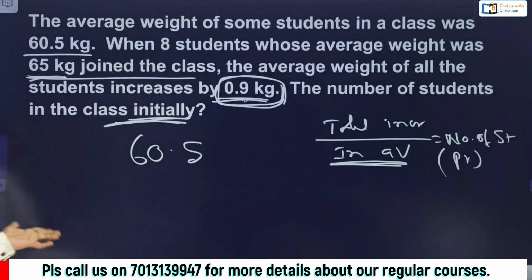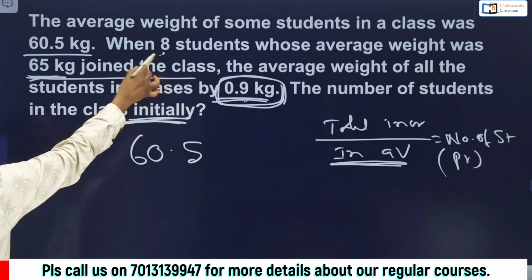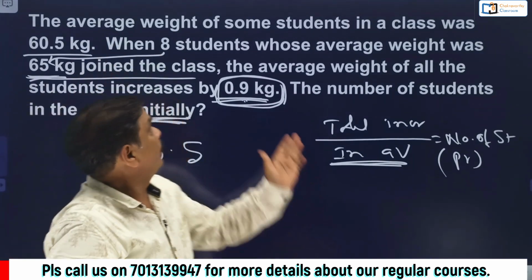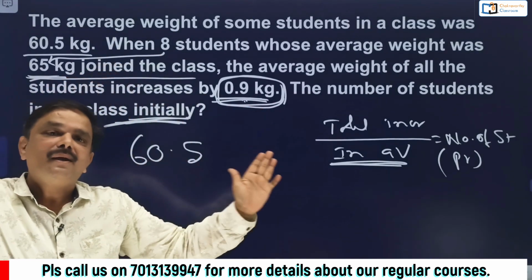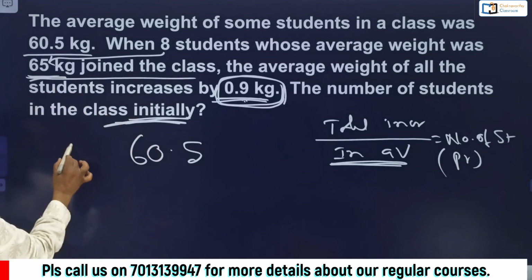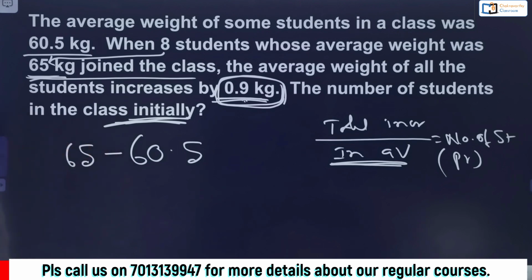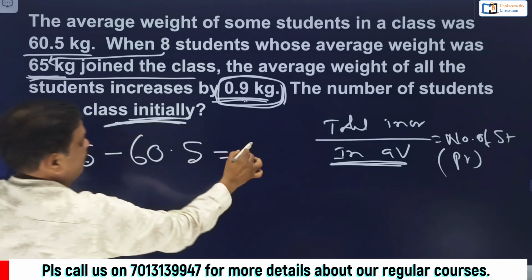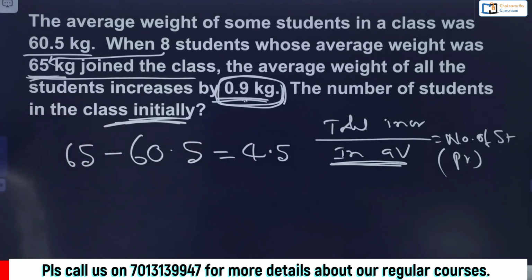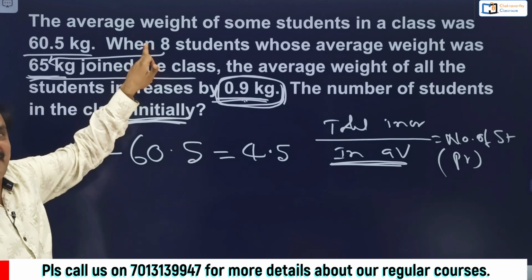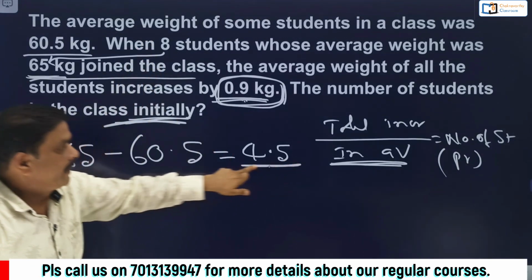What's the total increment, students? Because of these 8 students with average 65, some weight has been increased. How much? Simply, the difference in the average is 65 minus 60.5, which is 4.5. That means because of these 8 students, on an average 4.5 has been increased for 8 students.